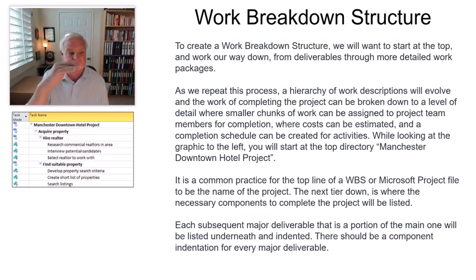You can see the top level is where it says Manchester Downtown Hotel Project. That is level 1. The next level below it is acquire property. That is level 2. Level 3 is going to be hire a realtor. The next one down in level 3 is going to be find suitable property. And then inside level 3, 3-1 would be research commercial activities. 3-2 would be interview potential candidates. 3-3 would be select realtor to work with. You can see how the subtasks flow out of the regular tasks.